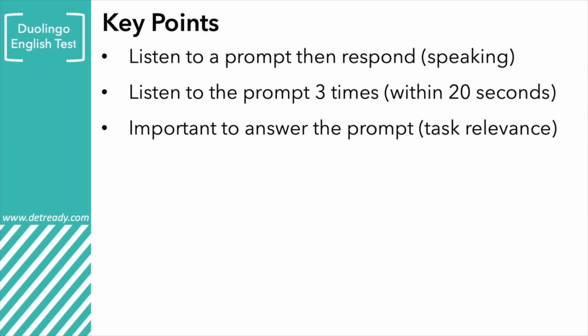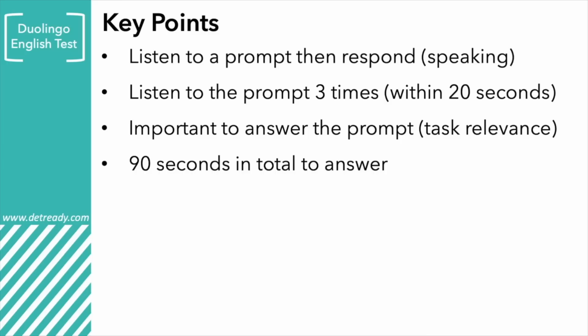Okay, the next key point is that it's really important that you actually respond or answer the prompt given to you, because task relevance is on the scoring criteria. So task relevance refers to how well you actually answer the question or the prompt given. If you do talk about a different topic, then you'll lose a lot of points for task relevance, because it shows that you weren't able to understand the question. So make sure before you start speaking that you really do understand exactly what was said, and that your response, your answer, is related to that topic.